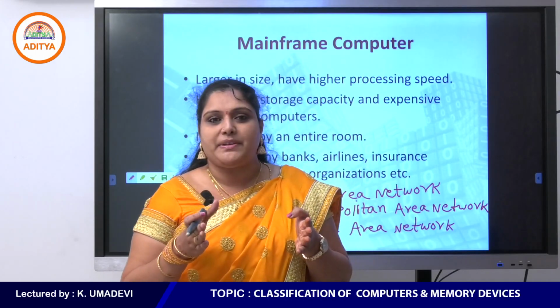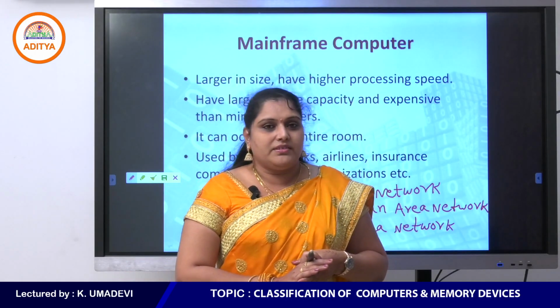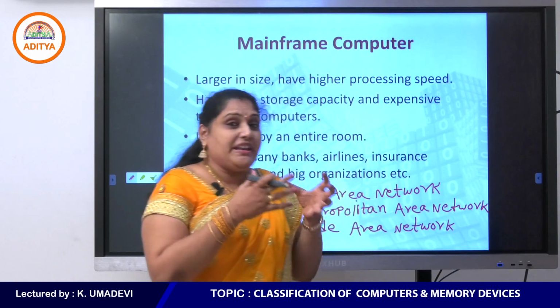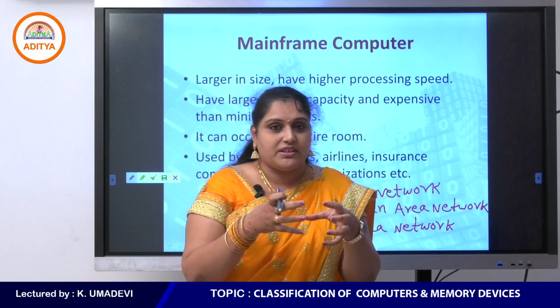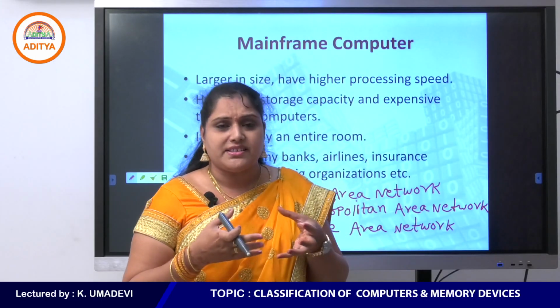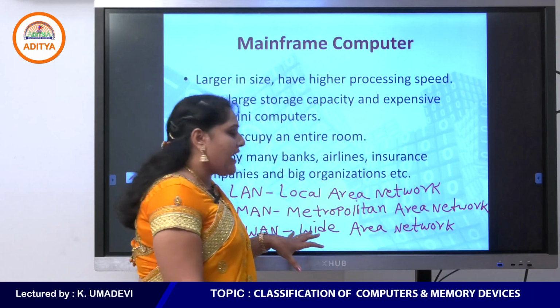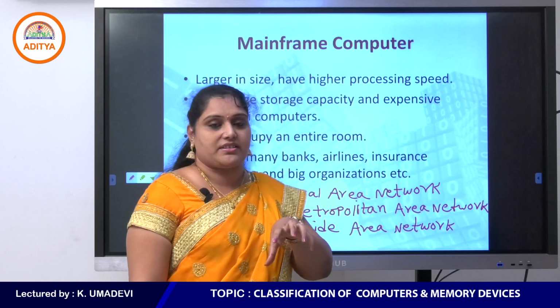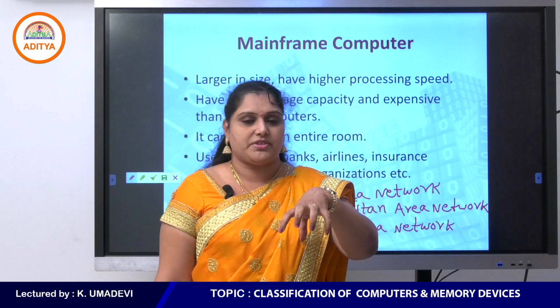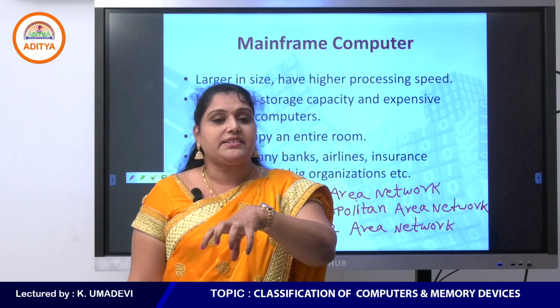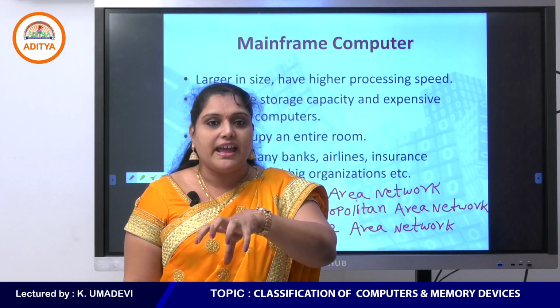The best example is the internet. Because by using the internet, millions of people are connected together for communication. So the best example of a WAN is the internet. Mainframes are used as servers. So servers are the main systems which provide the data to the connected systems called clients.